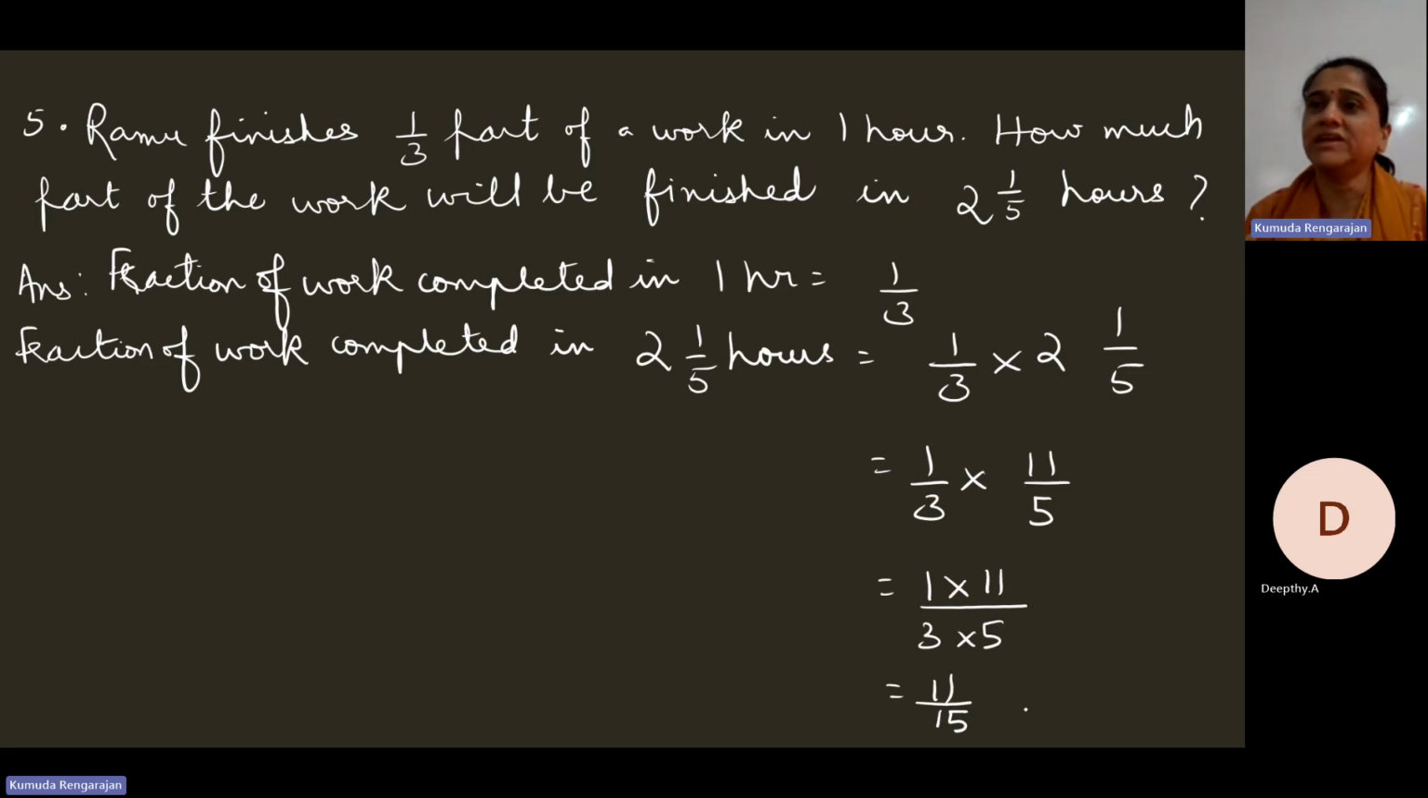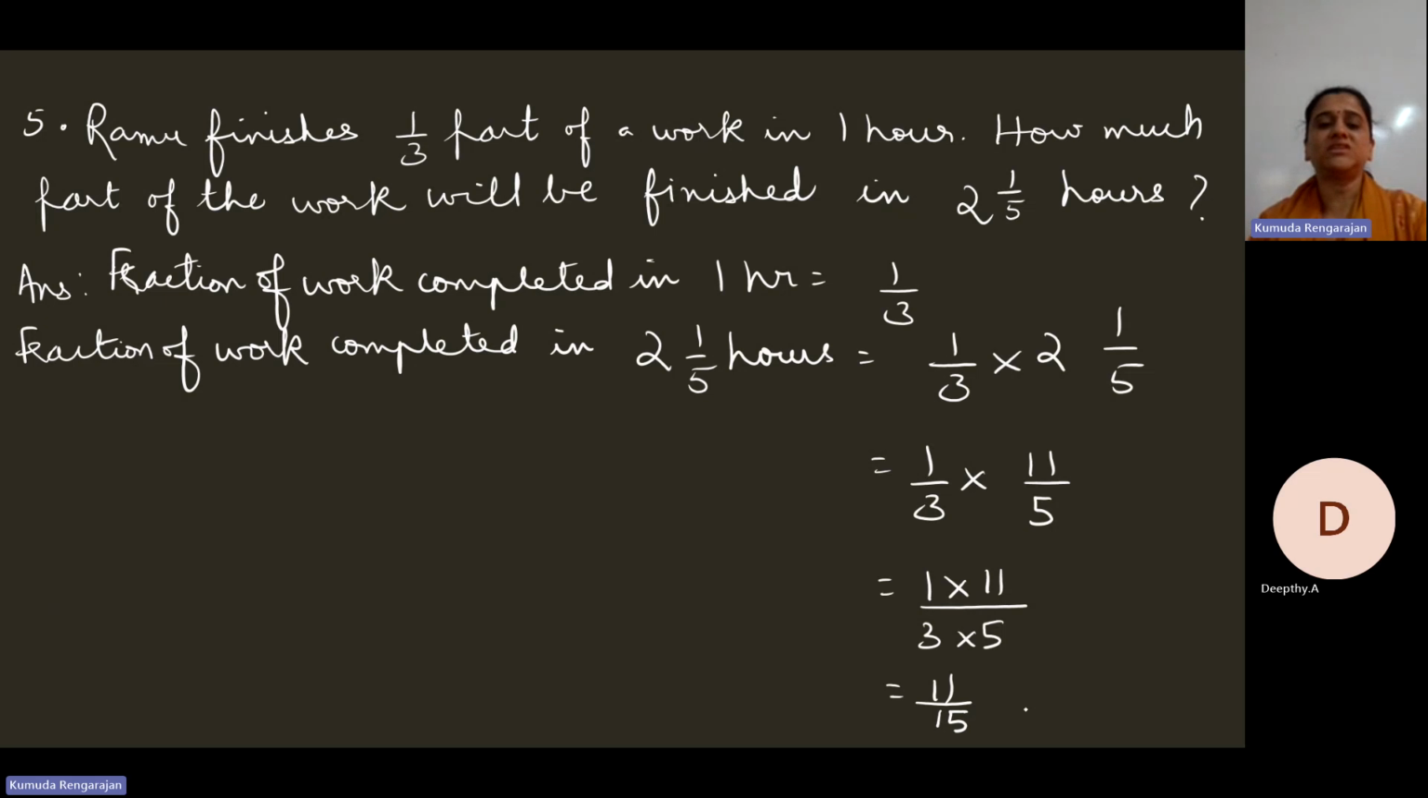When you can do something in 1 hour, you can do more in more hours, right? Like 1 hour is given and you're asked to find for 5 hours, 10 hours. So it's multiplication. In 1 hour, 10 kilometers, so in 7 hours it will be 7 into 10, 70 kilometers. So it's multiplication.